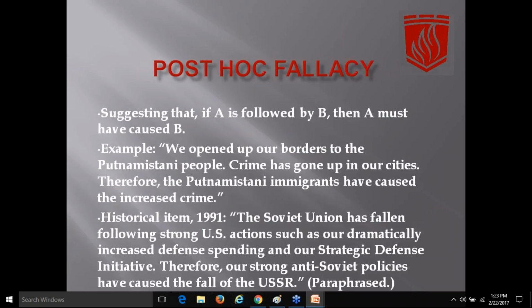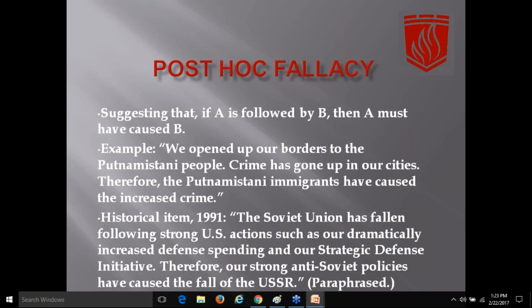Okay, post hoc fallacy. Again, I would say another very, very common error and one that's used an awful lot, maybe even an awful lot in our daily lives. And that is when we assume that since A happened before B, A must be causing B. So if A is followed by B, then A must have caused B.